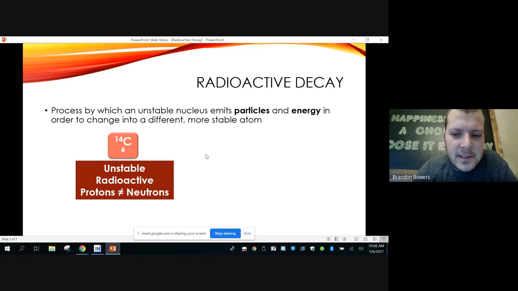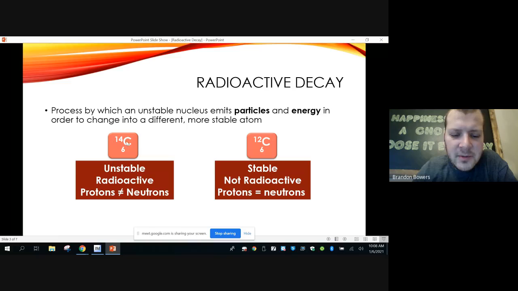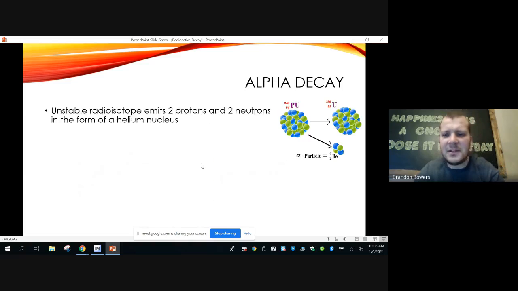So for example, carbon. Remember, the top number is the mass number. Its mass will change to create a more stable element. You don't have to write this example down. I'll go over more examples in a minute. So hopefully you have the definition down.